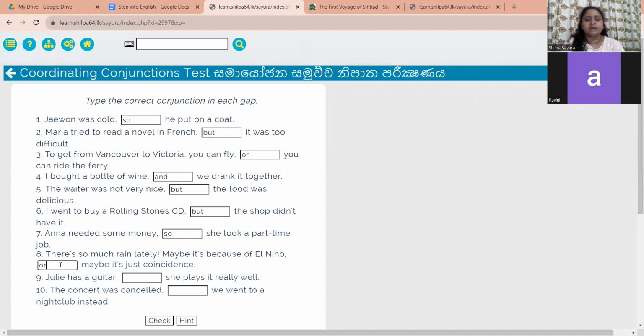Okay, Julia has a guitar and she plays it really well. The concert was cancelled. So we went to a nightclub instead.